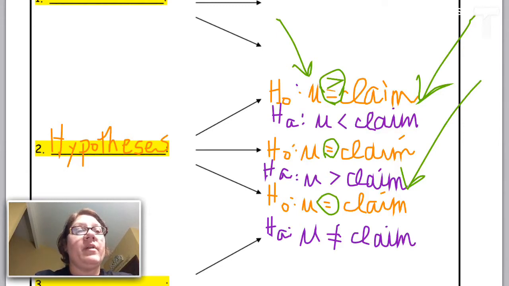By and large, it'll always be equal to in the null hypothesis. So now we have three different versions for the alternative. Either I think it's less than the claim, or I think it's greater than the claim, or I'm really undecided, so I just say not equal to. It's different from the claim, or not the same as the claim.